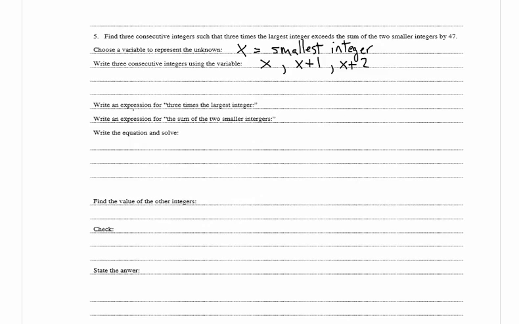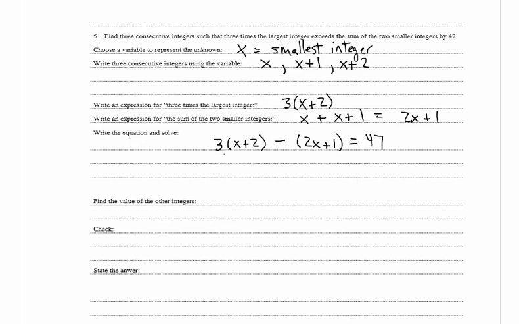And now we want to write an expression for 3 times the largest integer. And the largest integer is represented by x plus 2, so we're going to have 3 times x plus 2. And now we want to write an expression for the sum of the 2 smaller integers. The smallest integer is represented by x, plus the second smallest integer is represented by x plus 1, and this is equal to 2x plus 1. And now we want to write the equation and solve. So we want to take 3 times the largest integer, 3 times x plus 2, minus the sum of the 2 smaller integers, which is 2x plus 1, and this needs to equal 47.